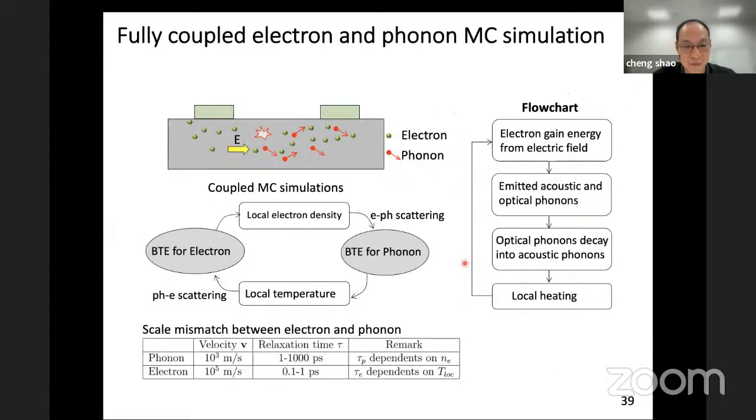Actually, we also have ongoing work to solve the fully coupled electron and phonon Monte Carlo Boltzmann transport equation, which has an application in local heat generation in electronic devices. In the coupled Monte Carlo simulations, we need to solve the Boltzmann transport equation for electrons and the Boltzmann transport equation for phonons iteratively. And from the electron Monte Carlo simulations, we can get the local heat generation for different modes.